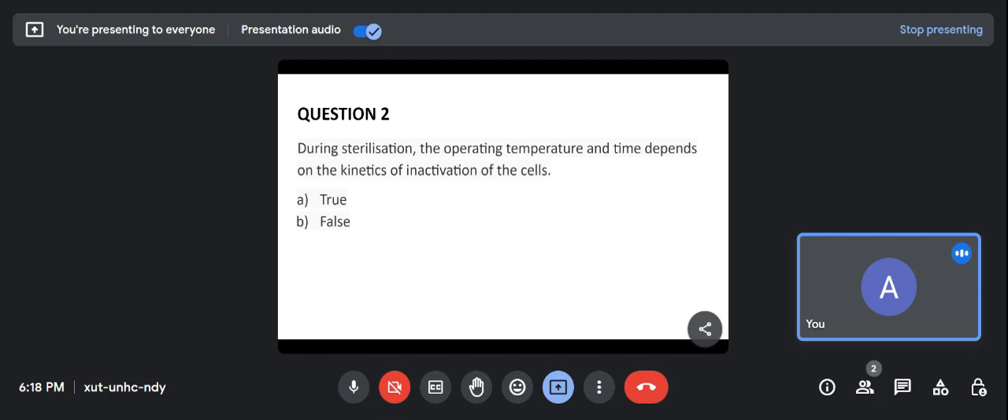During sterilization, the operating temperature and time depends on the kinetics of inactivation of the cell. And the kinetics of inactivation in this case means how the system will behave, right? So is it true or is it false? Does the operating temperature and time depend on the kinetics of inactivation of the cell? And the answer in this case is simple. It is true. Yes, the operating temperature and time depend on the kinetics of inactivation of the cell, right?